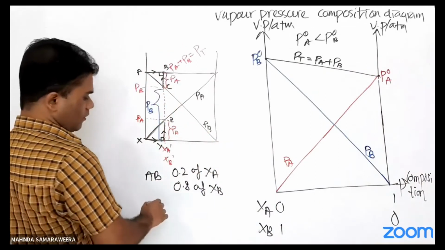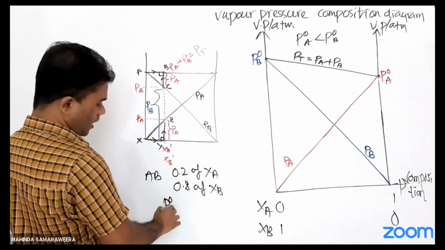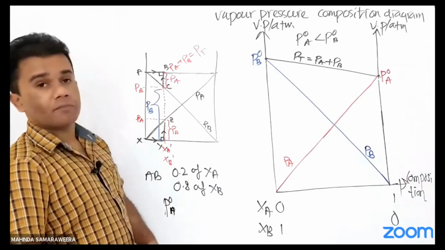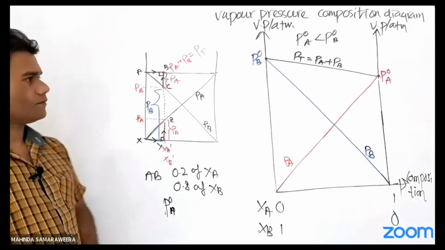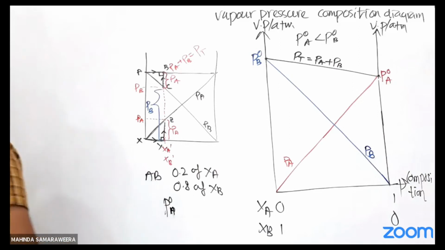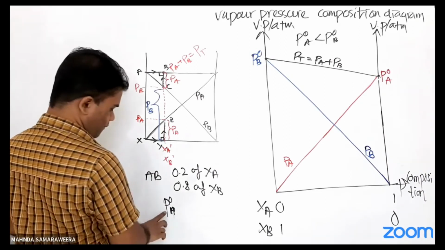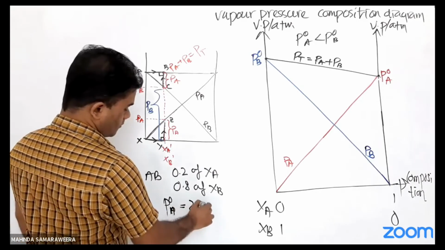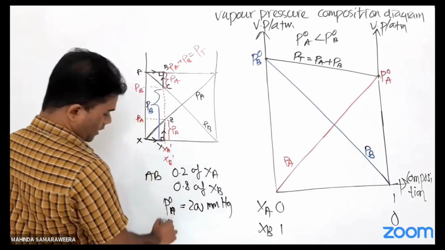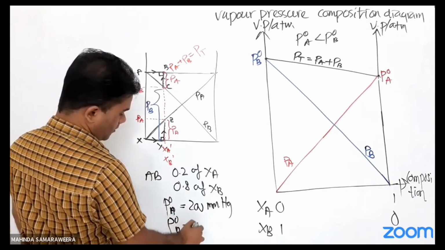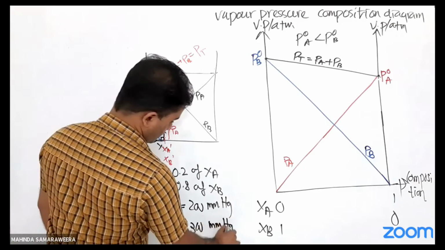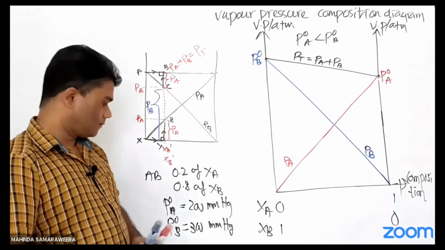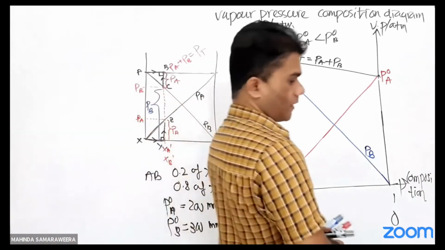Saturated vapor pressures of pure A and B are given as 200 mercury millimeter and 300 mercury millimeter respectively. Okay. The question is this.